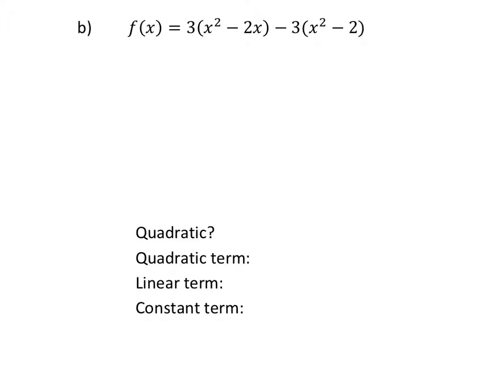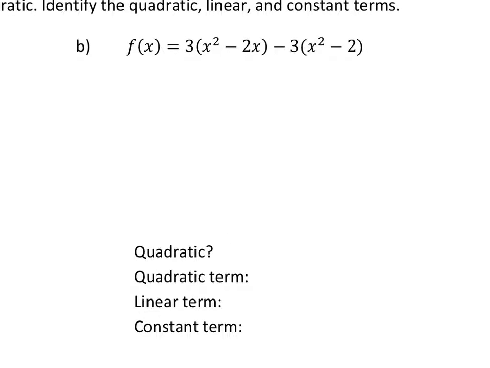This one, it's not foiling. What do we need to do with this 3? Distribute. What are we going to do with the negative 3? Distribute. All right, so 3 times x squared is 3x squared. What's 3 times negative 2x?